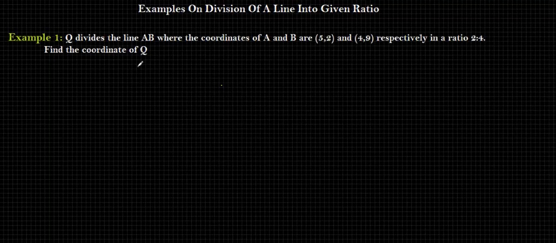In this video, we are going to be solving examples on division of a line into given ratios. So the first example here is that we have that Q divides the line AB, where the coordinates A and B are (5, 2) and (4, y) respectively, in a ratio 2:4. Find the coordinates of Q.